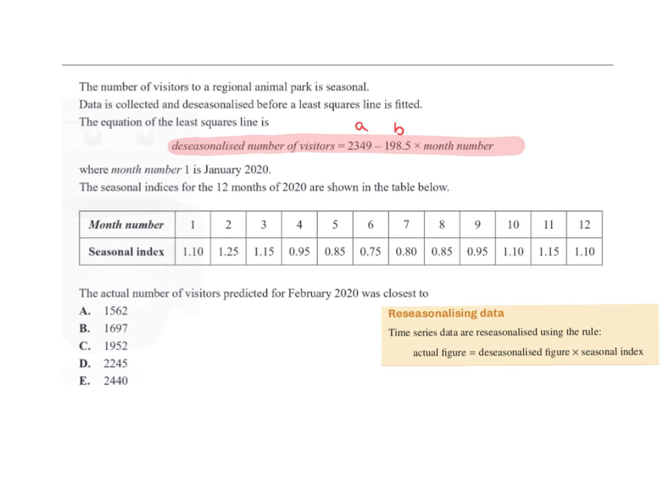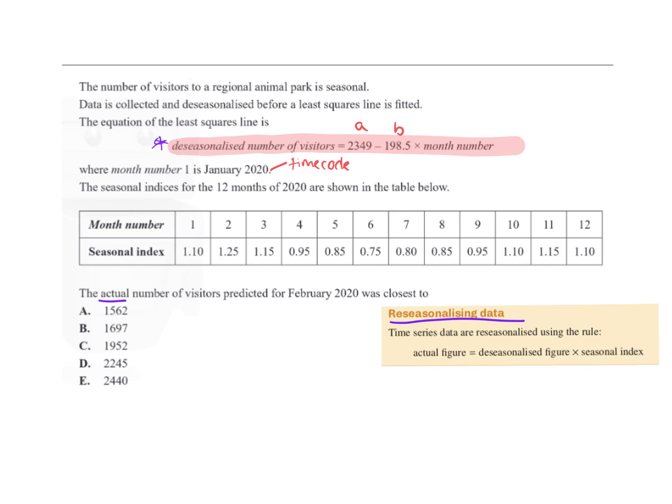So they're telling me here the month number 1 is January in 2020. So that's a time code. So you've got to be careful. They've given you a time code there, so we've got to be wary of that. And obviously the seasonal indices for all the months are given there. And then it says down there, the actual number of visitors predicted for February in 2020. So obviously we were talking about deseasonalized data, and when they're asking for the actual, remember that we've got this reseasonalizing data, which is a way to get the actual.